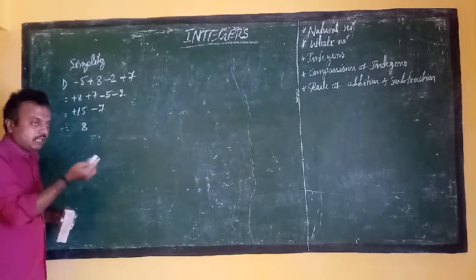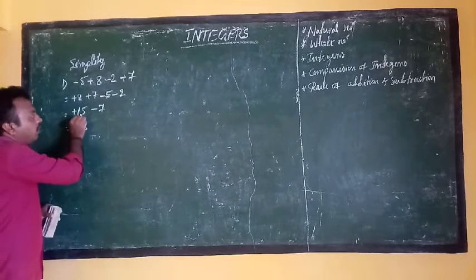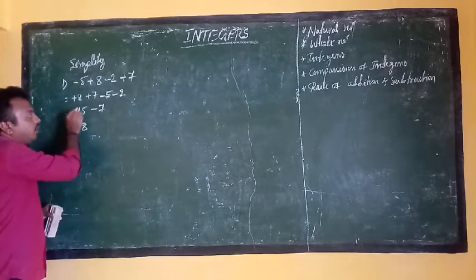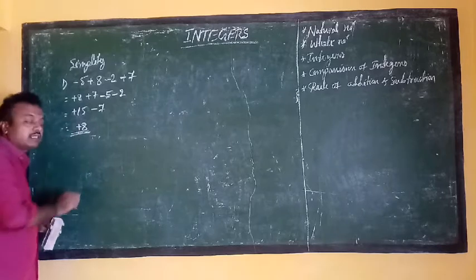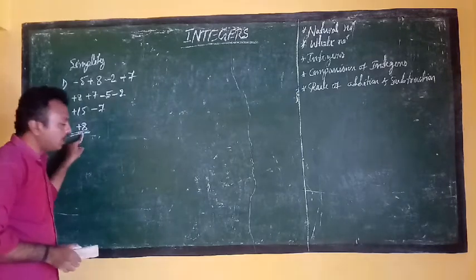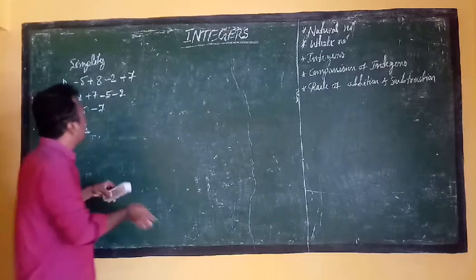So after the subtraction, the bigger number's sign we put in the resulting number. Correct. So 15 and 7, which is the bigger number here? 15. 15 having which sign? The plus. So we put the plus sign in the resulting number. Therefore the result is plus 8. The answer is plus 8. Got it? So I will take another example.